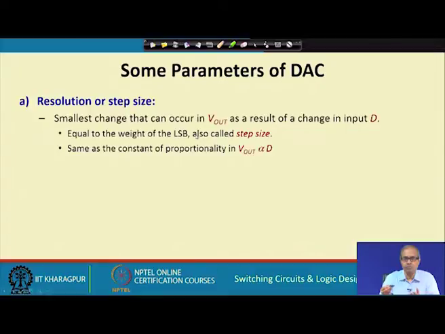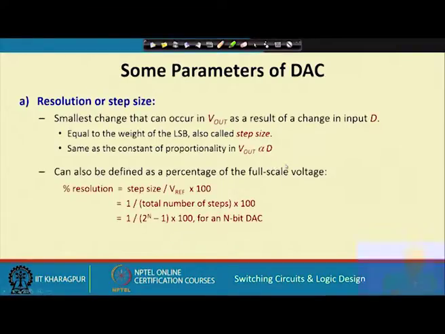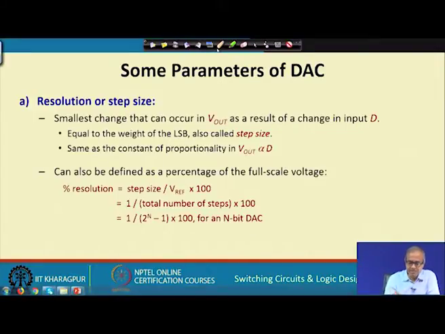See, the minimum change in D will be equivalent to 1, 0 to 1, 1 to 2, 2 to 3. So, you can say it is equivalent to the weight of the least significant bit. So, as if the least significant bit is changing, that will be equivalent to a step of 1, right. Now, typically we express resolution as a percentage. How? See, step size I already talked about. If you divide step size by the reference voltage, this multiplied by 100, this is defined as the percentage resolution.